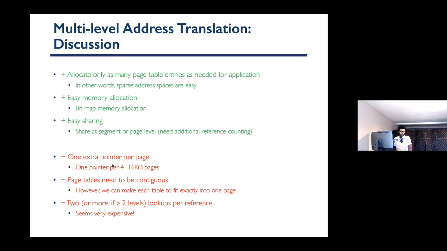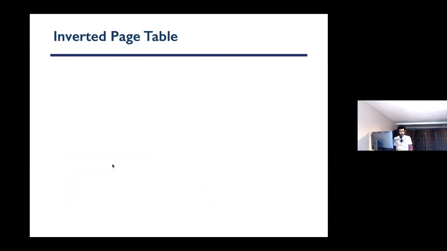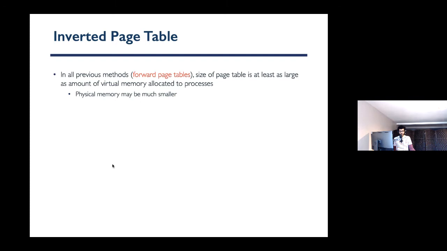Okay, the last way of address translation that we're going to talk about is the inverted page table. In all the previous methods that we talked about, we had a forward page table, and the size of the page table was large, as we saw, and it was very much related to the number of virtual addresses that you use.